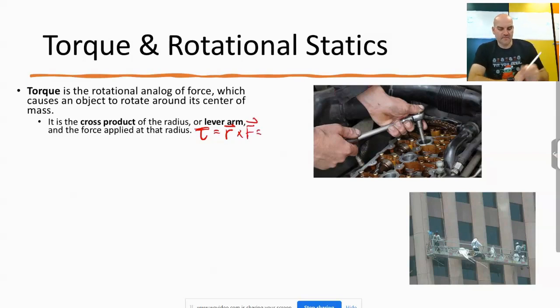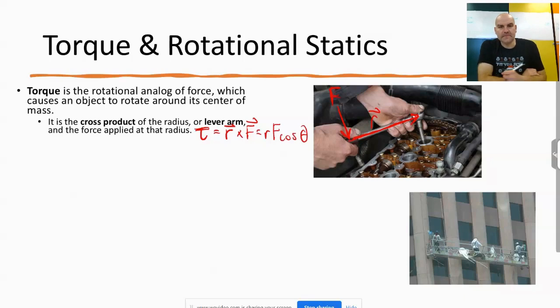Now, what does that really mean mathematically? Well, it's rF cosine theta. The way torque acts is it acts perpendicular. So for example, in our wrench here, our lever arm is the length of the wrench, and then the mechanic is applying a force to turn it. It's more of a three-dimensional picture. He applies that force along that lever arm, and he gets a torque.